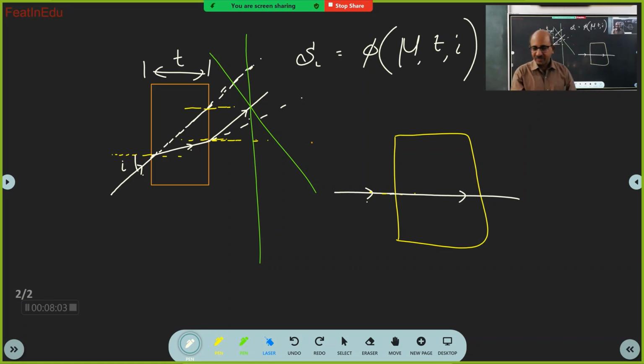Anything else? If you have confusion, yes, good. That confusion is good, that you got it clarified. Everybody else have got everything? Fine.